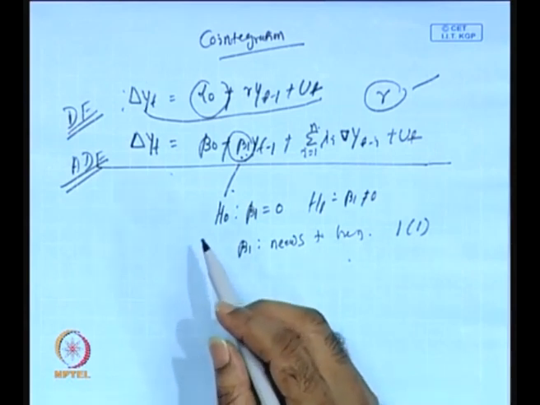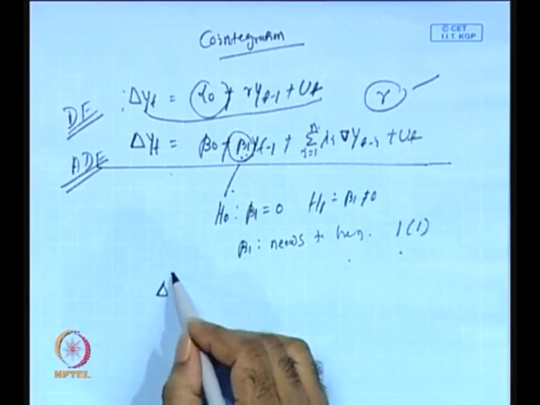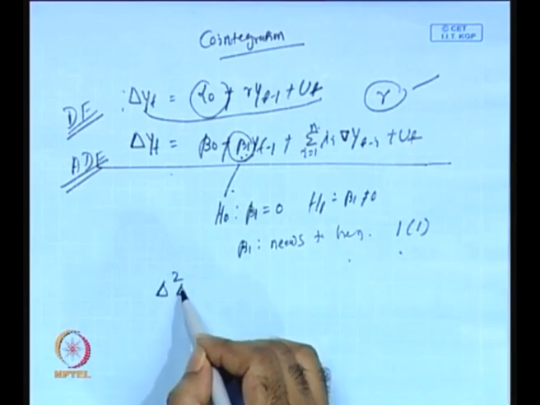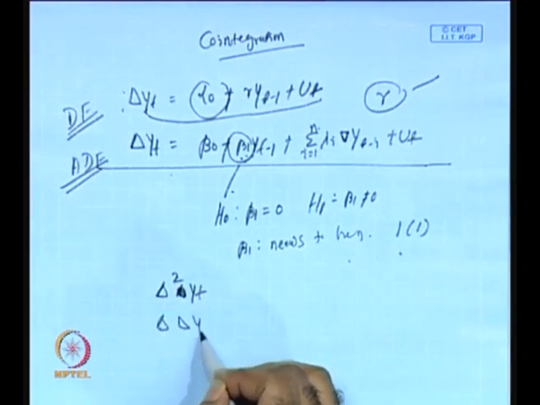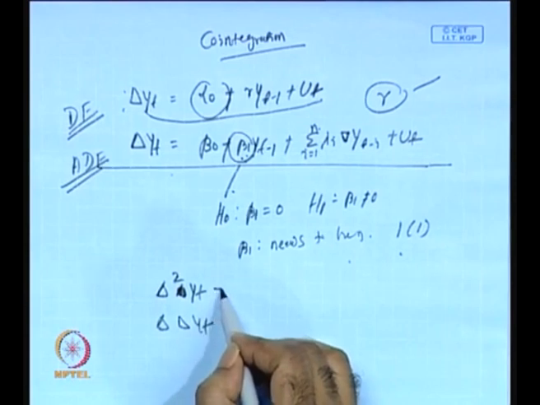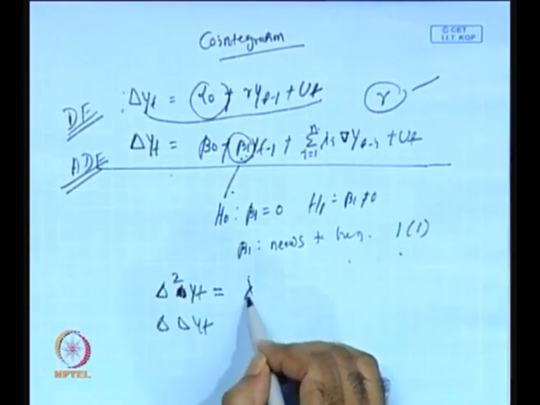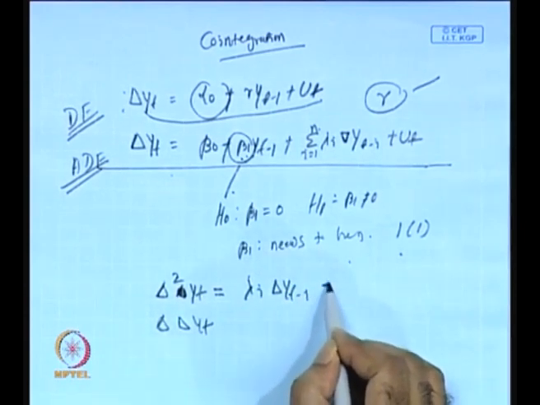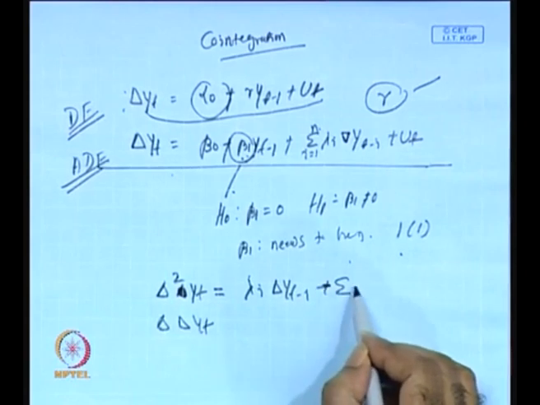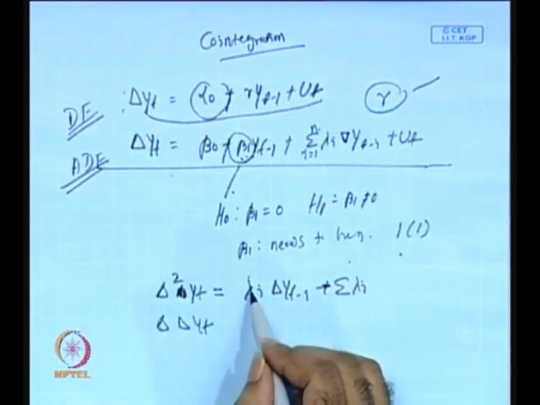Suppose it is not stationary at this level, then you go for the second difference, which is written as delta square y t, which is equal to summation lambda i delta y t minus i, plus summation lambda i, where lambda is already there.